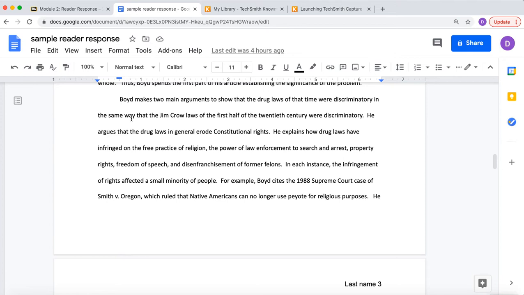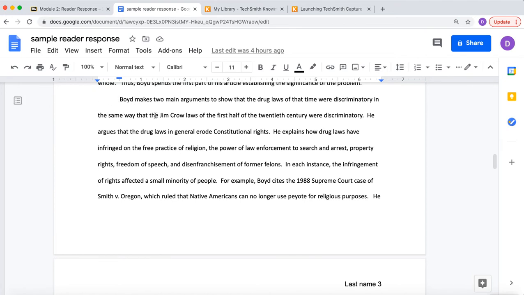It summarizes part of the article, whatever part of the article you've designated in your topic sentence, and then it explains how or why you think you're going to be able to use this information, either as part of your research paper or as something that helps you understand your subject matter better.